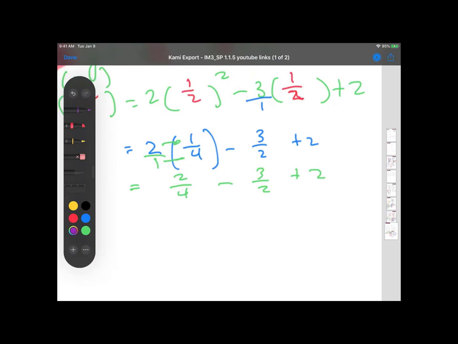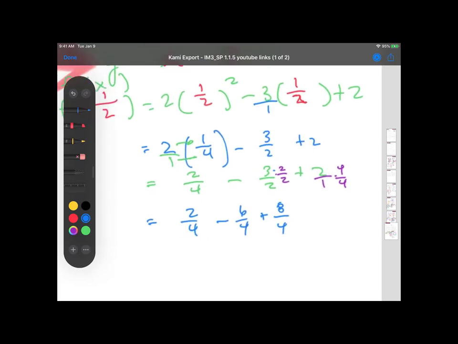Let's make this equivalent fractions. So you can multiply this one by 2/2. Make 2 a fraction by putting it over 1, and my common denominator is 4, so I'm going to multiply by 4 over 4. So I have 2/4 minus 6/4 plus 8/4. Why did I do that? If I have a common denominator, then I can basically add all of the numerators. So 2 minus 6 is negative 4, and negative 4 plus 8 is 4. So I get 4 over 4, which is 1.